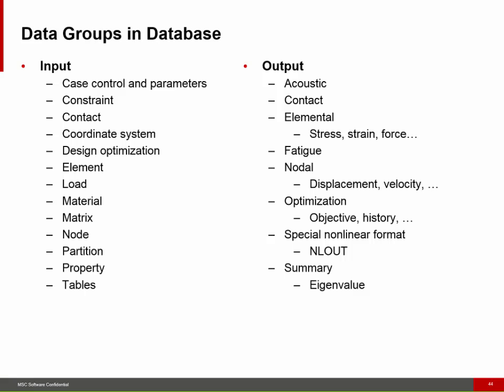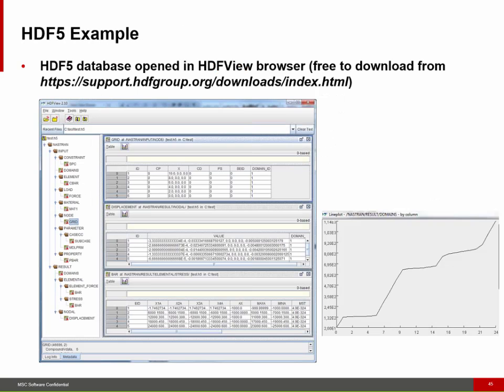What's in this database? It's basically both inputs and outputs, all the model inputs and case control and parameters. And the output is definitely what we see in OP2 and even more. So we add more capabilities to output results in the HDF5 file. The resulting H5 file can be opened in the HDFView browser, which you can download freely from hdfgroup.org. And there you can actually see the data and see the formats of each data block. So it's very easy if you want to do scripting. You know what the data looks like compared to OP2, where you have to do a lot of investigations.